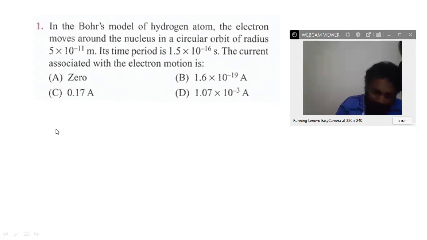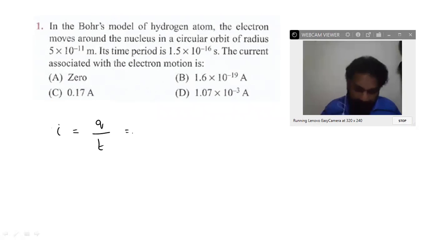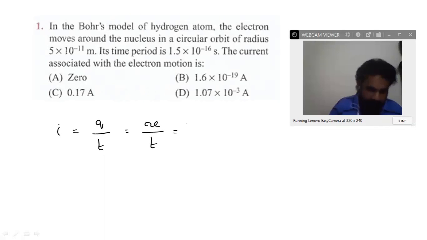Okay, so what we need to find? Current. So I is equal to Q by T. I is equal to charge by time. So here the charge is what? This is hydrogen atom. Only one electron is moving around. So Q is actually Ne. Q is equal to Ne. We have only one hydrogen atom, so we can say 1 into 1 electron. So 1 into 1.6 into 10 raised to minus 19 divided by time, we have to substitute here.